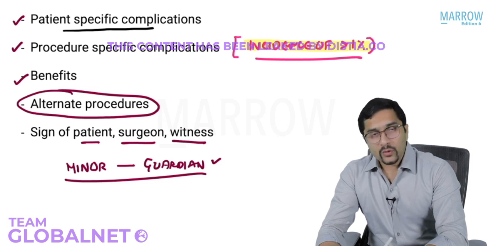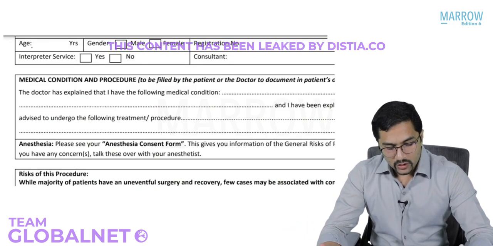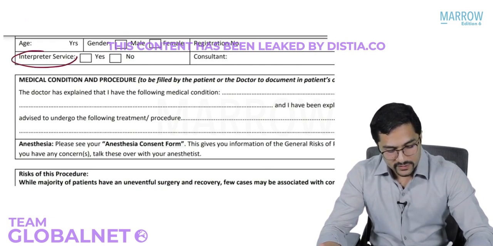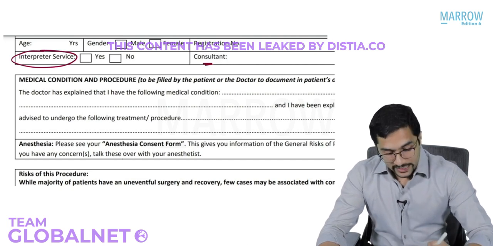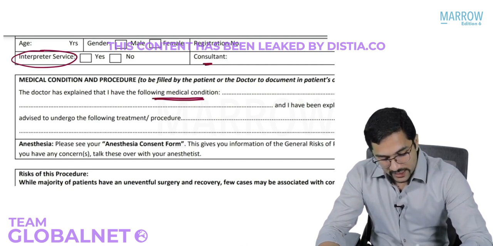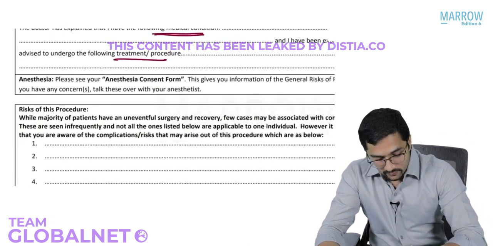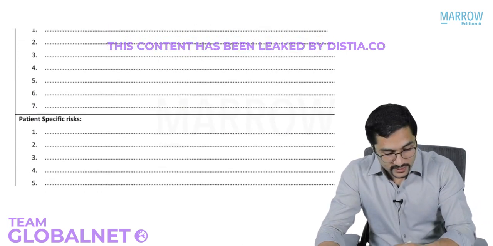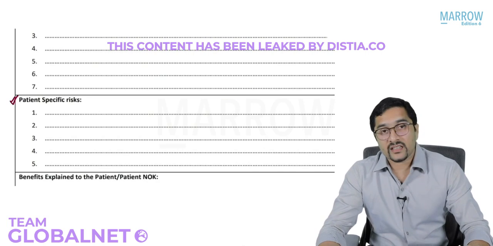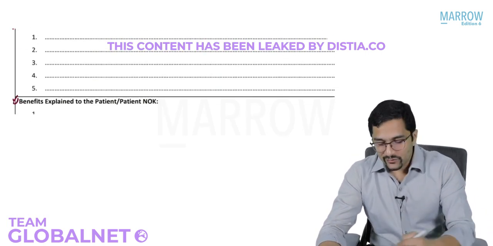So let me just show you how our consent form looks in the hospital. So this is the consent form. You can see age, gender, registration number, interpreter service if it's a foreign patient, the name of the consultant, the diagnosis, the medical condition which the patient has, the procedure which the patient is going to undergo. Then the risks of the procedure are explained to the patient. The risks are explained. Patient-specific risks are explained. And benefits which the patient is going to get from the procedure.